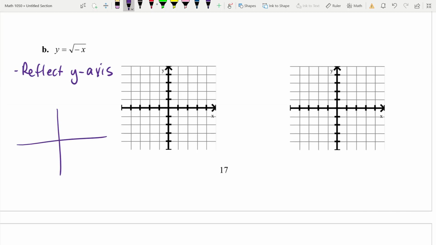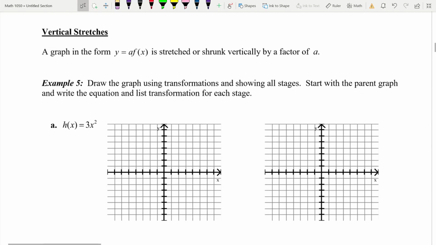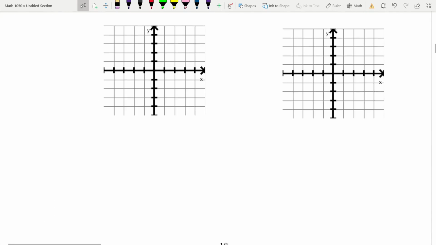This is a square root graph, looks like that. So when I fold it, the right's just going to come over to the left. So it's going to be right here, left 1, up 1, left 4, up 2, graph it in, there's your answer. That's it. Okay? All right, now we're going to do stretches.